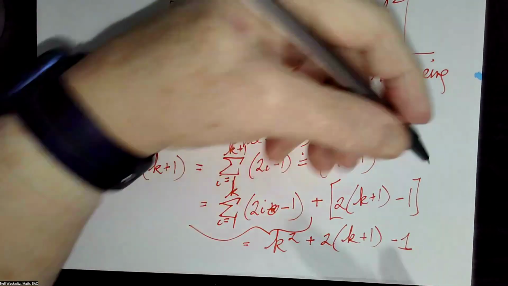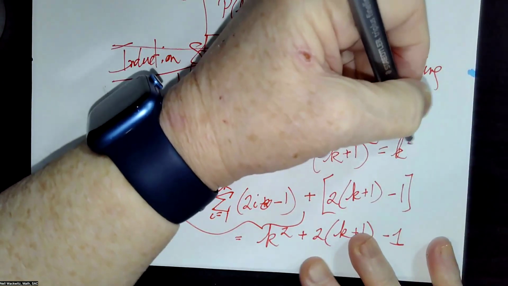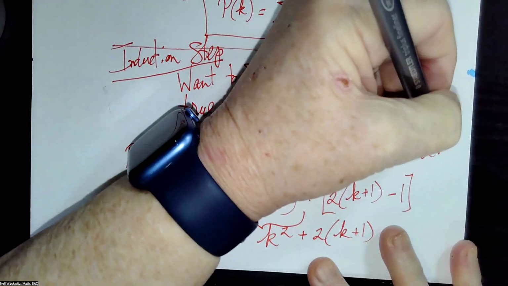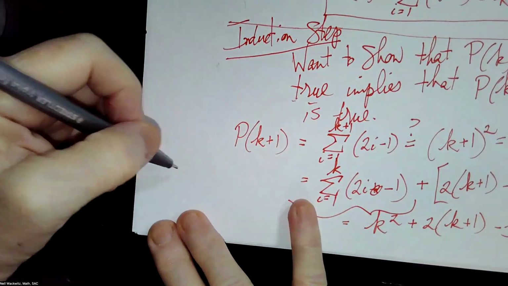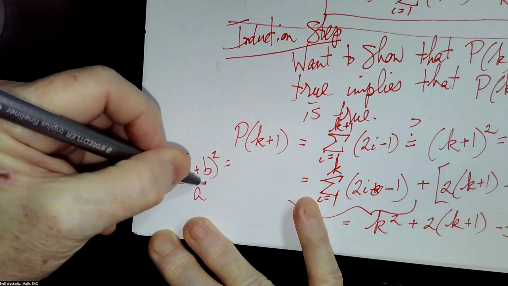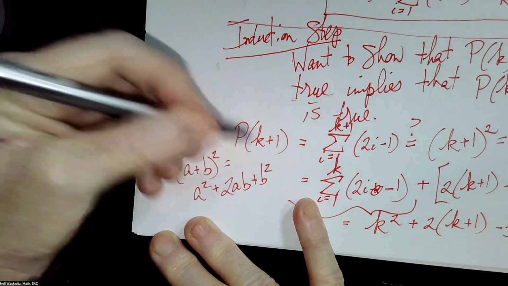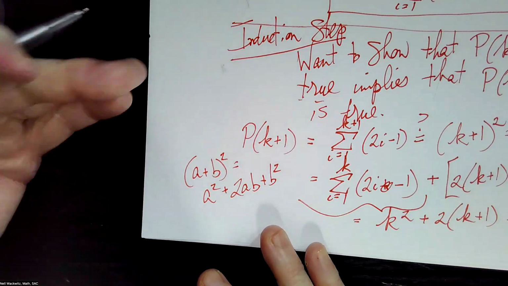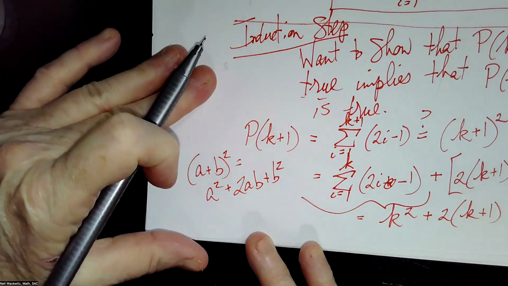Let's go ahead and multiply that out. That'll be k squared plus 2 times k plus 1. And I'm just using the rule a plus b squared is a squared plus 2ab plus b squared. And even though you can prove this using FOIL or multiplying it out, this is a really handy thing to have in your head.